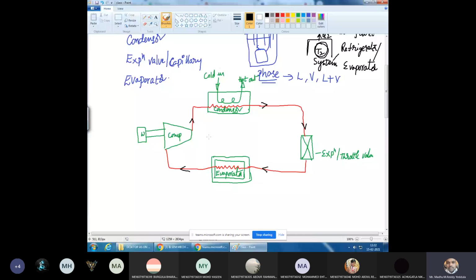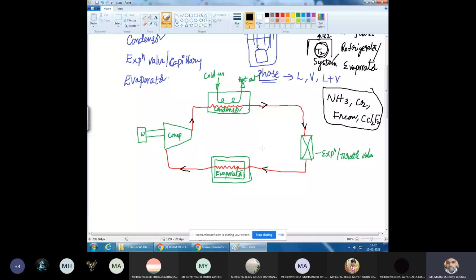Generally, we can use ammonia, carbon dioxide, freon, or chlorofluorocarbons, etc. These are the different types of refrigerants we can use inside the refrigerator. Whatever refrigerant we are using, it is flowing continuously within this system, within this path.